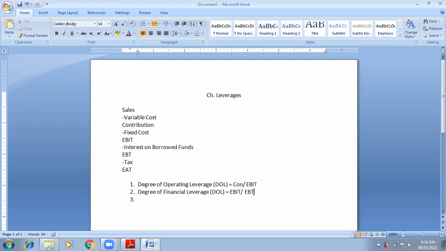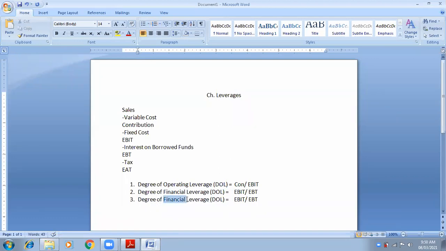That is earnings before interest and tax upon EBT. EBT means earnings before tax. Earnings before interest and tax upon earnings before tax. This is the formula for degree of financial leverage. Now let me calculate degree of combined leverage.